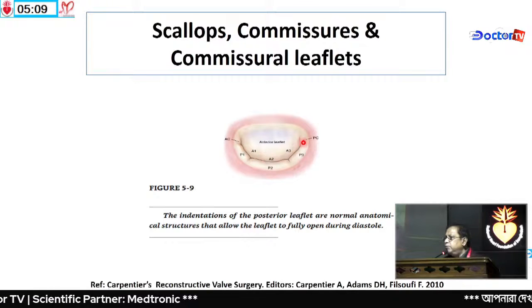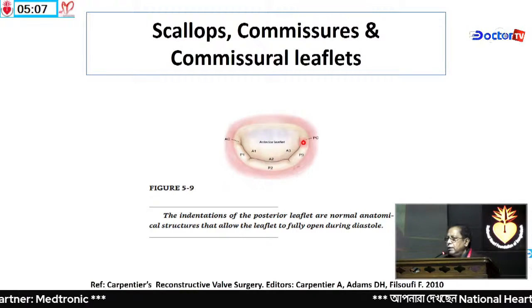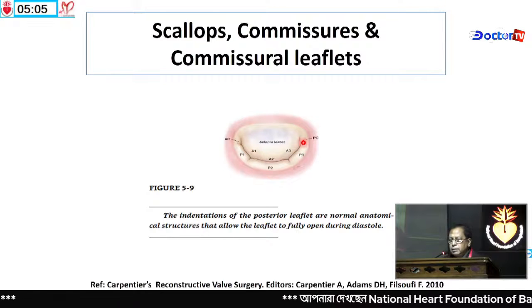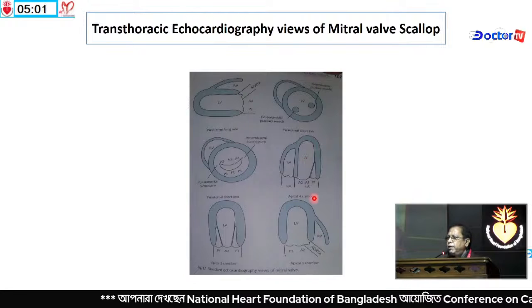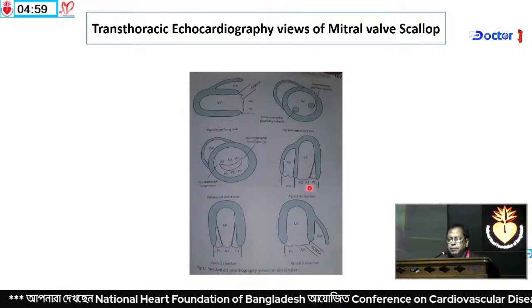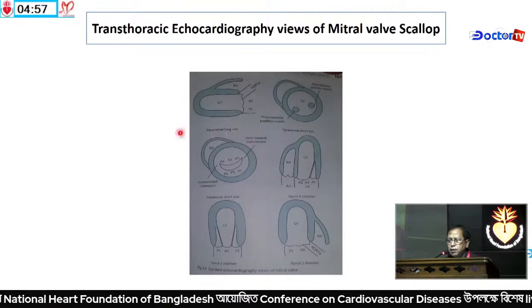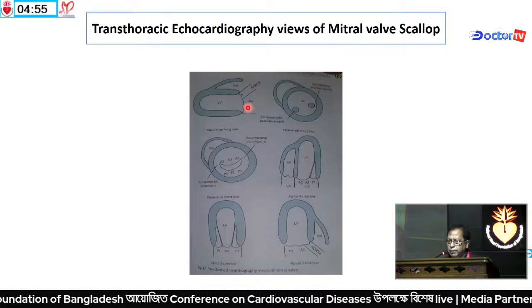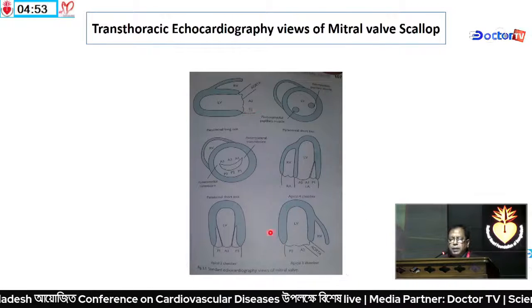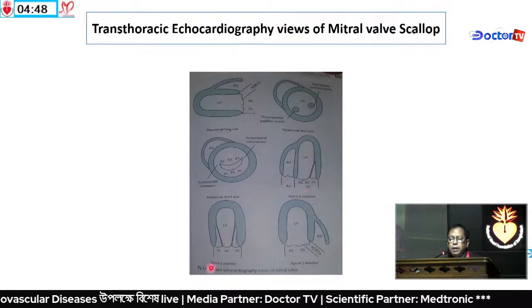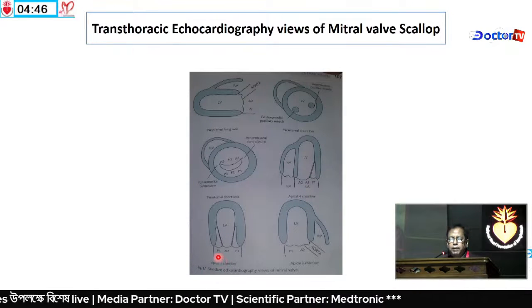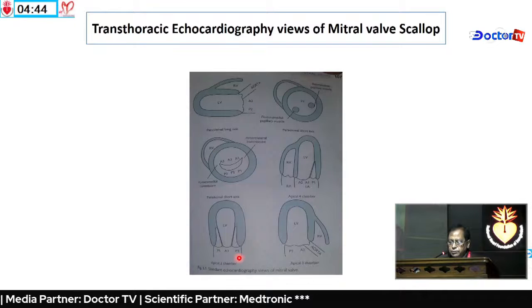But by 2D, we cannot assess the commissural leaflet. So this is the transthoracic echo. How can you identify the scallops of the mitral valve? In the classical parasternal long axis view, we can identify the P1 and P2 scallop. In the four-chamber view, you can identify the P1, A1, and A2. And in the two-chamber view, you can identify the P1, A2, and P3.